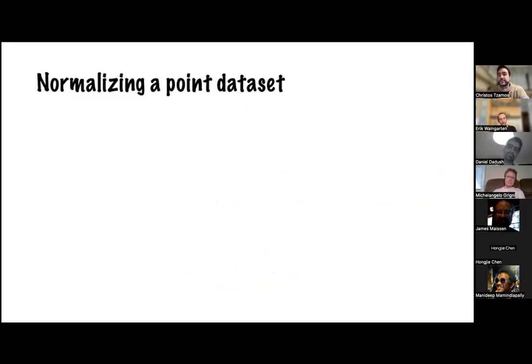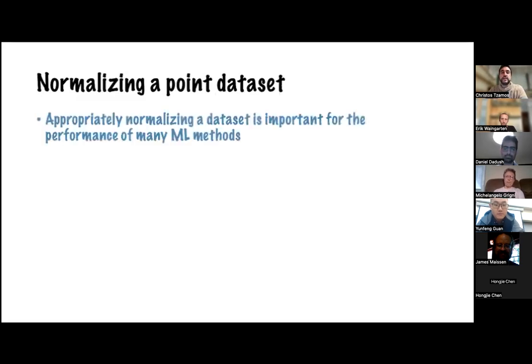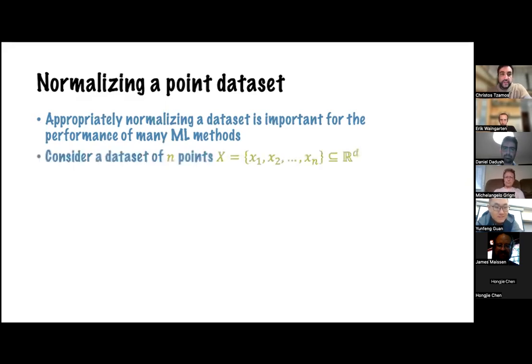Okay, so let me start. Before I explain what the Forster transform is, this concept in the title, let me say first that we're interested in normalizing point datasets. So we have a dataset containing a large number of points, and we want to appropriately normalize it. We'll see what this means. This is an important process for many machine learning methods and optimization methods, as many of the optimization algorithms require some kind of smoothness and some kind of nice guarantees about your dataset.